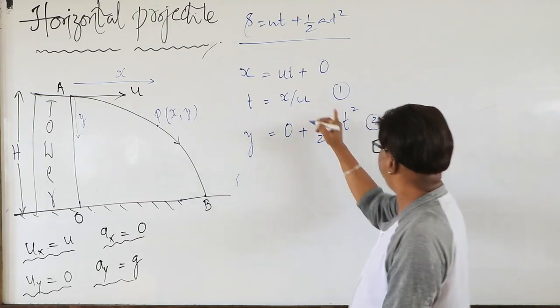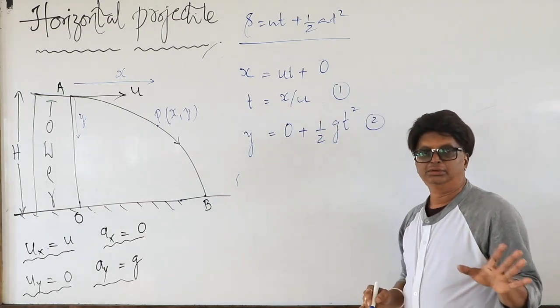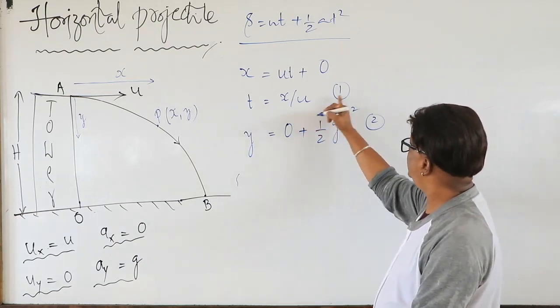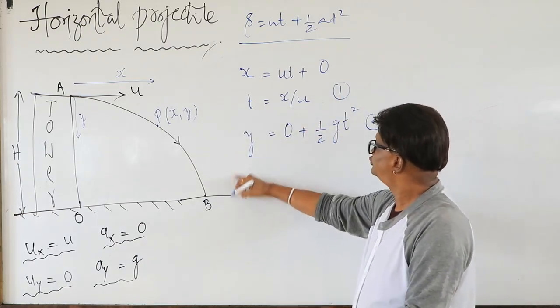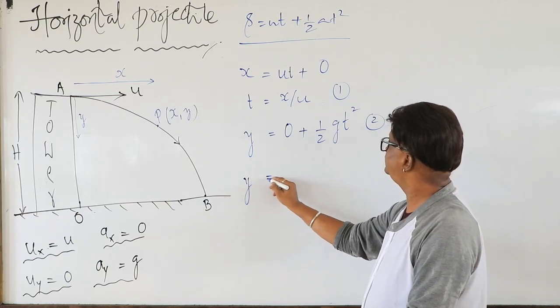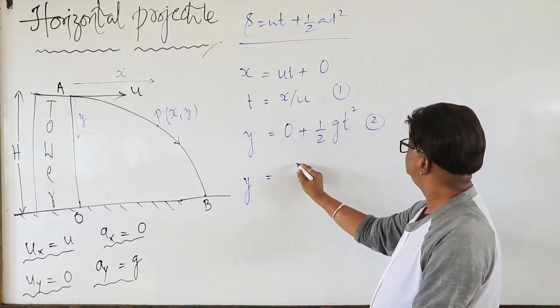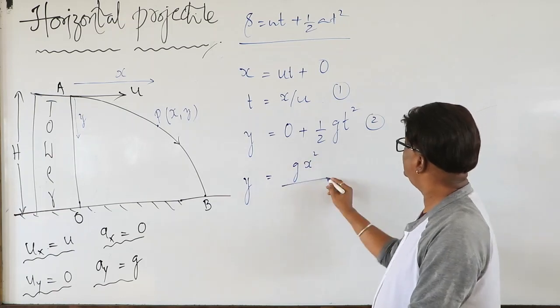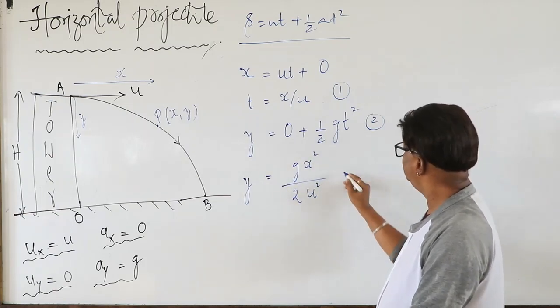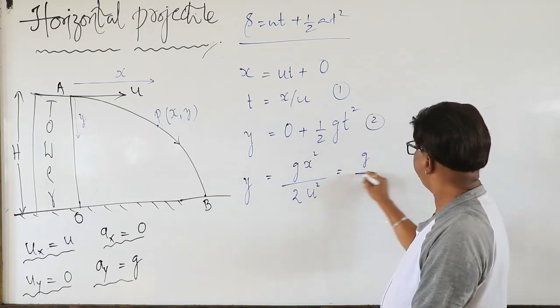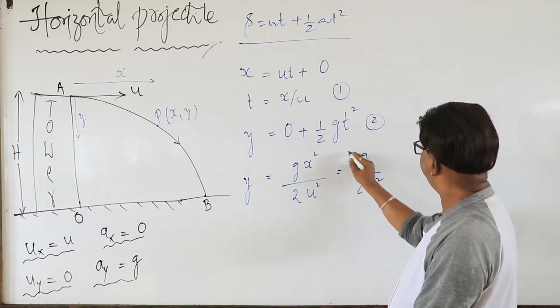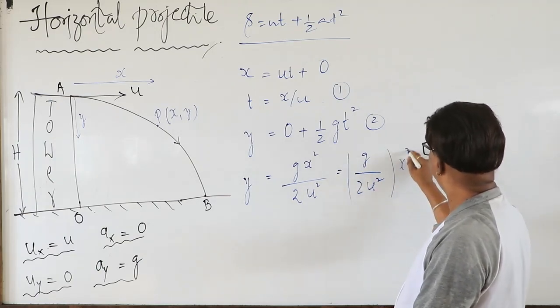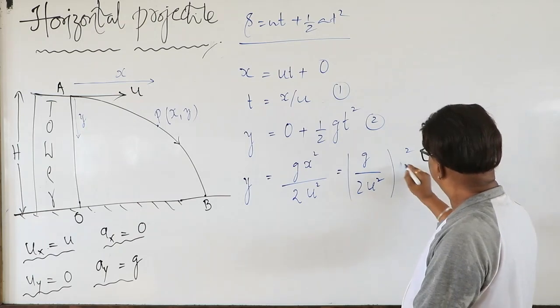Now again eliminate t from equations 1 and 2. That means substitute equation 1 in 2, so you get the expression y is equal to g x square by 2u square. This is what I will write as g by 2u square into x square, right?